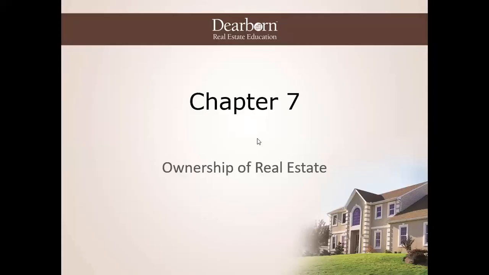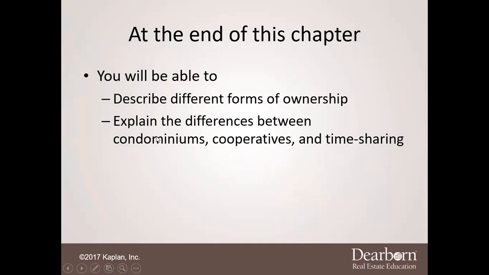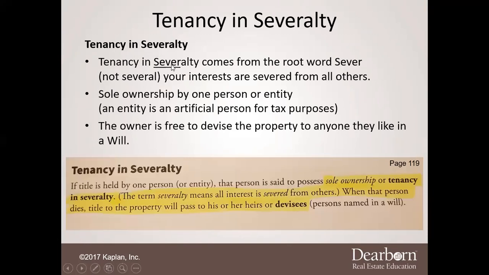All right, guys, starting chapter 7, ownership of real estate. This chapter, we're going to talk about types of ownership when you have more than one owner involved. So we're going to describe different forms of ownership, explain the differences between condos, co-ops, and learn about timeshares.